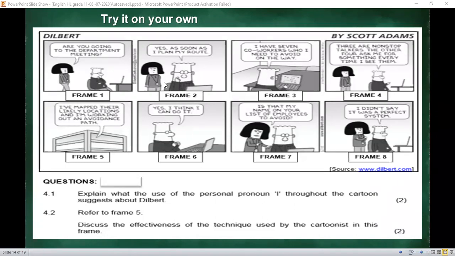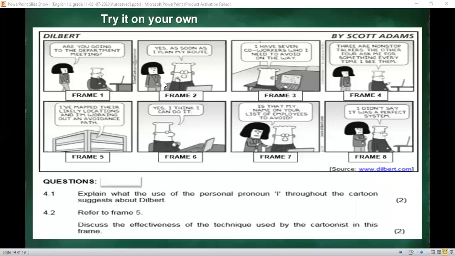Okay, explain what the use of the personal pronoun I throughout the cartoon suggests about Dilbert. It's a simple one. Now, Dilbert is on a mission of avoiding these people. So the I signifies how much he wants to be alone. He keeps on saying I. It shows how much he means business about being alone, because no one outside him is included. So he is the only person he's considering at the moment. So it shows how serious he is about this plan of his.